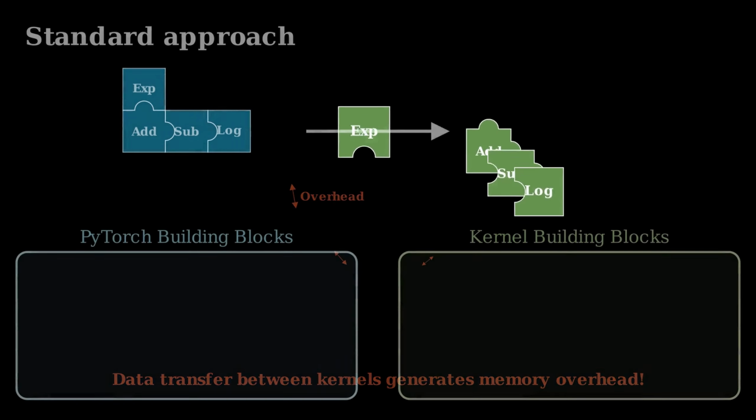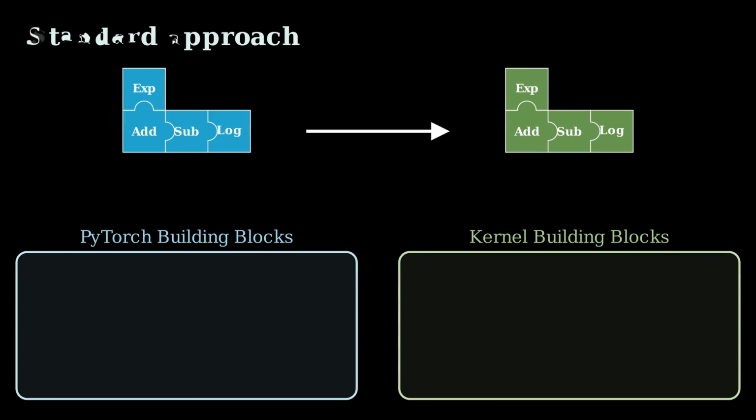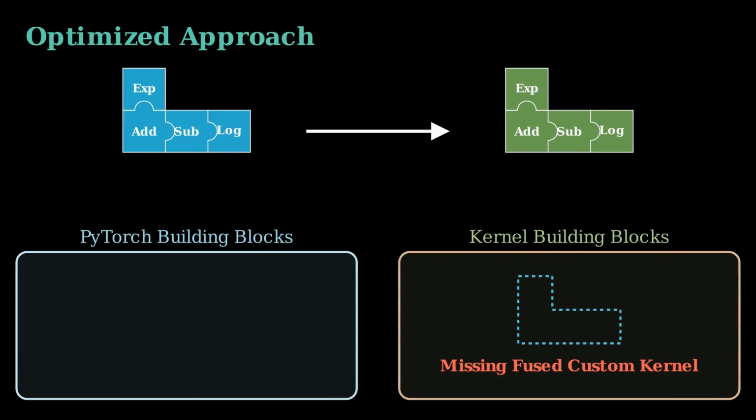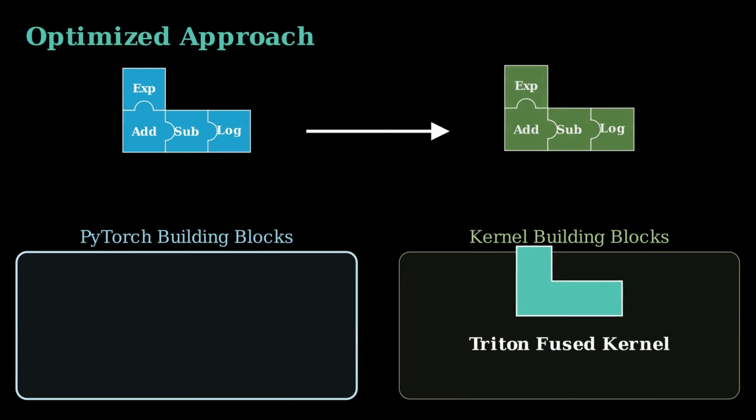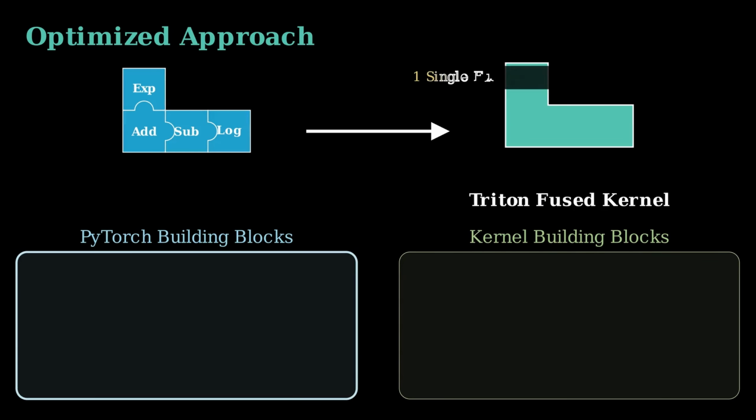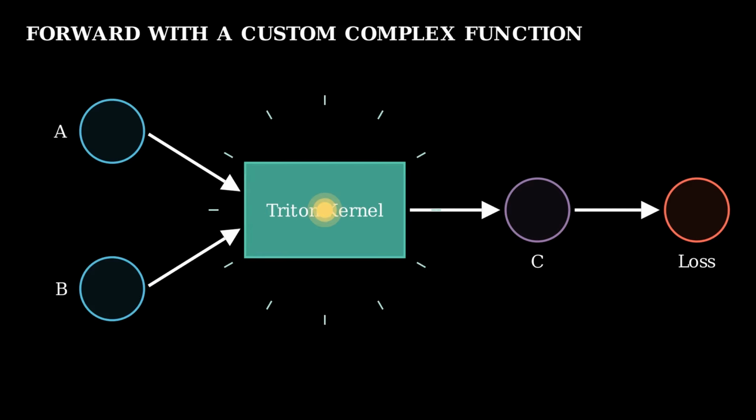So what would actually make the complex function really optimized is if the entire function ran as a single optimized kernel instead of a chain of fragmented ones. And that's exactly what Triton lets us do. It lets us take all of these individual operations and fuse them into one single unified optimized kernel. This way we can make our network blazing fast.